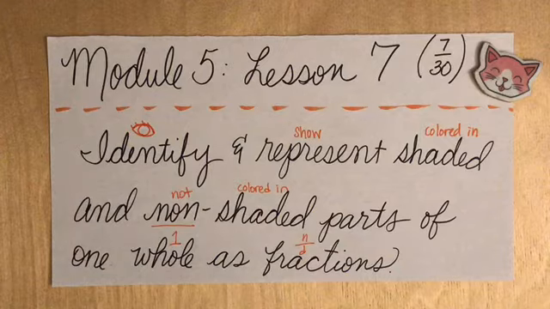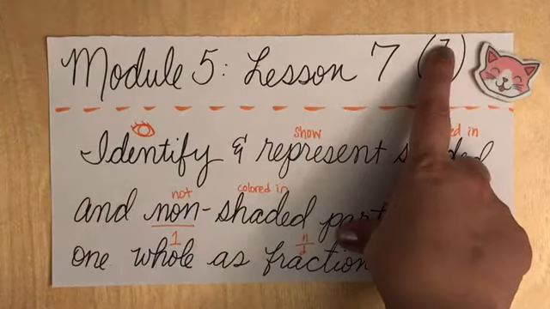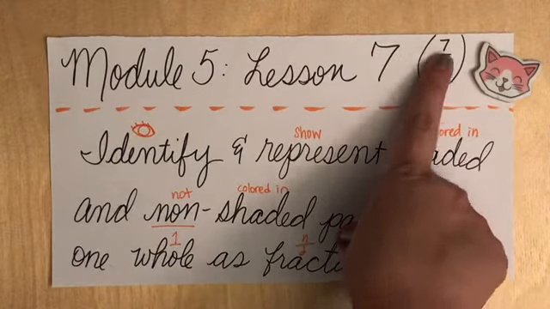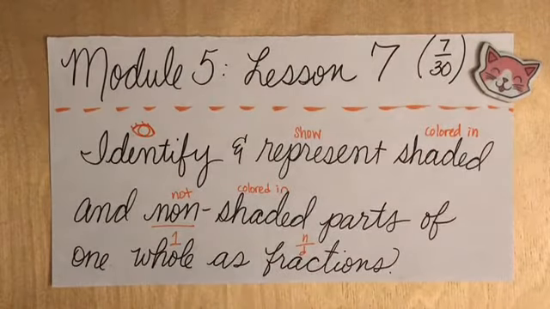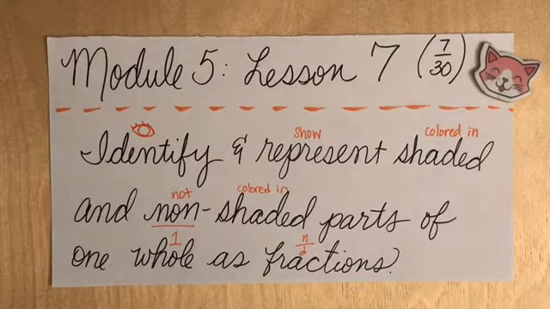Hey third graders, welcome to Module 5, Lesson 7. And actually it's Lesson 7 out of 30 lessons, so you're at 7/30ths of the way through Module 5. Today we're going to identify and represent shaded and non-shaded parts of one whole as fractions.